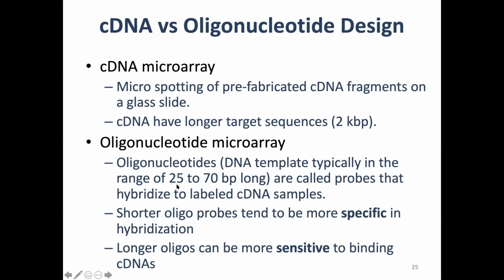So the difference is that cDNA is based on the longer cDNA sequences of 2 kilobase pair, and oligonucleotides are shorter oligos. Another difference is that cDNA is on glass slides. The oligonucleotides are on a silicon wafer, and they are fabricated using photolithography methods.